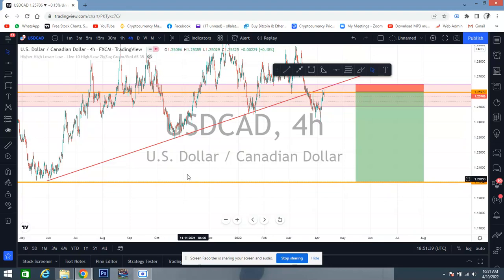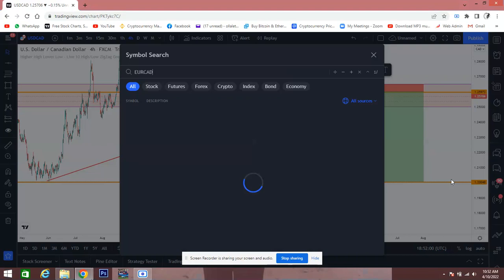Even though if you are looking for a buying opportunity, I still prefer to buy at this level instead of buying at this level. I will rather wait for price to come down here before I look for an opportunity to buy. Very, very simple. And on Euro CAD, that's the last setup I'll be going to do.